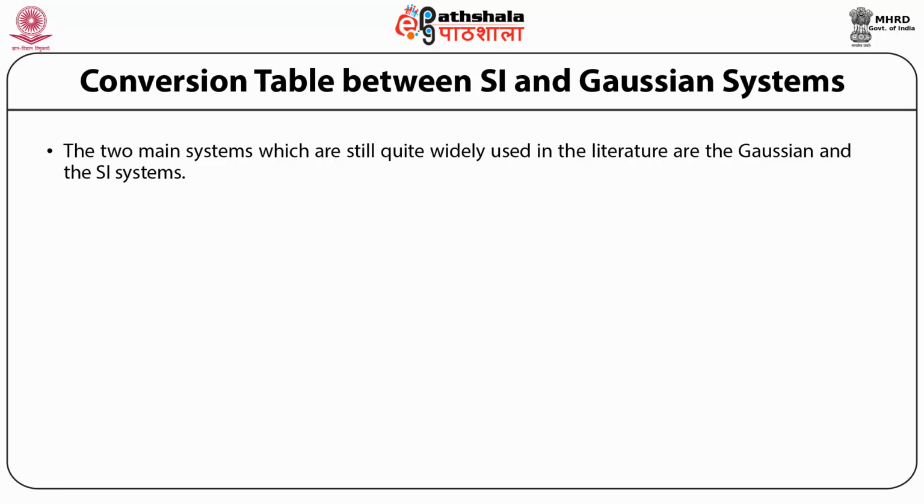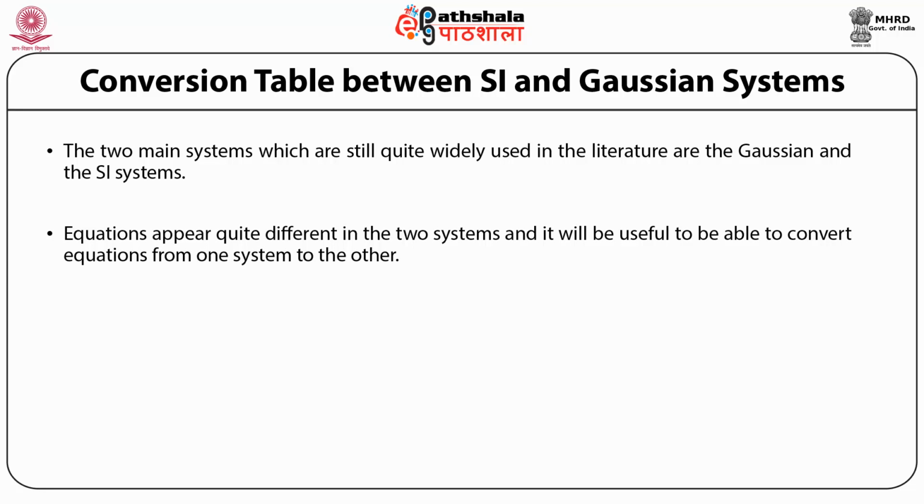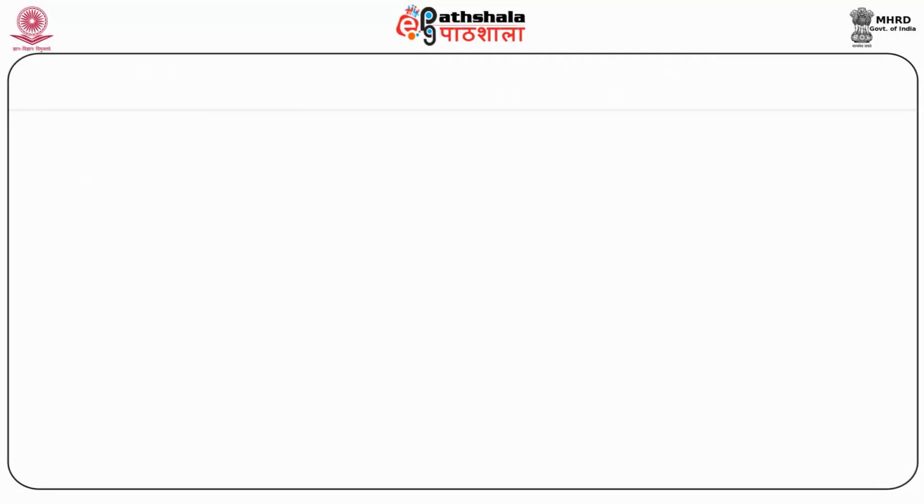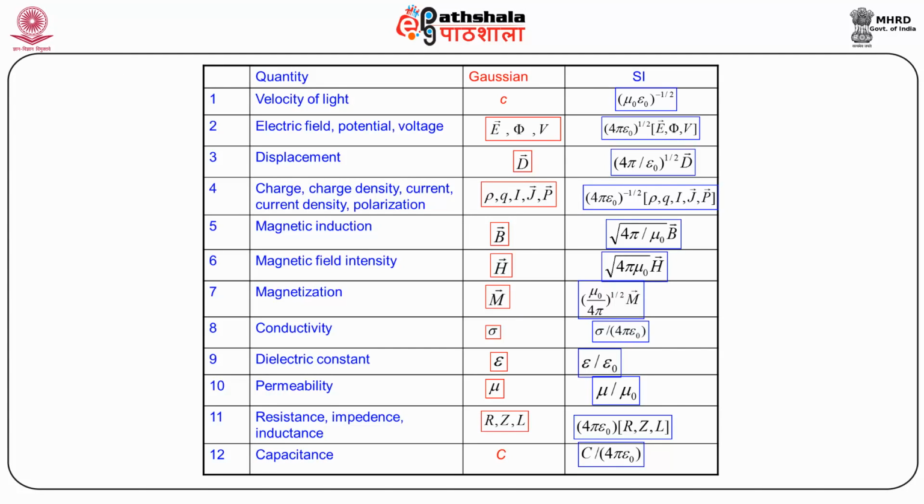The two main systems which are still quite widely used in the literature are the Gaussian and the SI systems. Equations appear quite different in the two systems, and it will be useful to be able to convert equations from one system to the other system. The table given on the screen lists the various conversion factors required to obtain equations in one system from those written in the other.